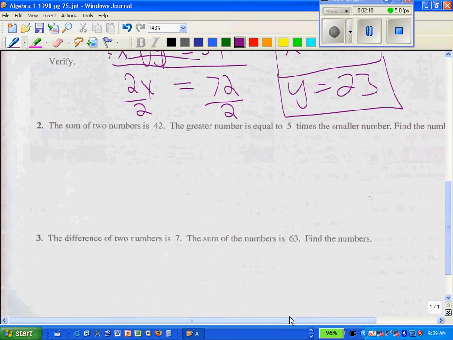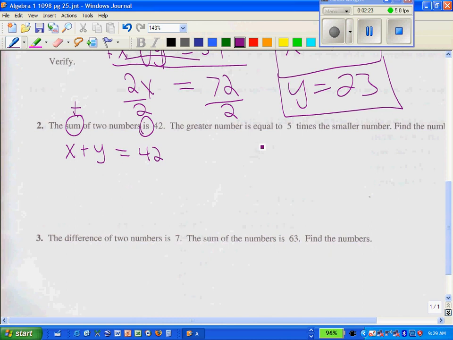Okay, here they tell me that the sum of two numbers, we don't know the two numbers, so it's going to be x, sum means positive, so x plus y is 42. The greater number, we're always going to make x the greater number. The greater number is equal to 5 times the smaller number, so 5y. So they tell me what x is equal to. X is the same as 5y, so wherever I see x, I could substitute it for 5y. So I'm going to substitute 5y for this x up here. So we get 5y plus y equals 42.